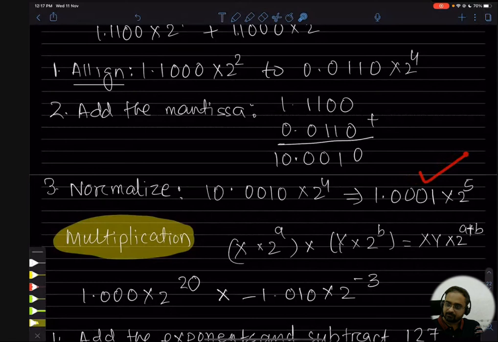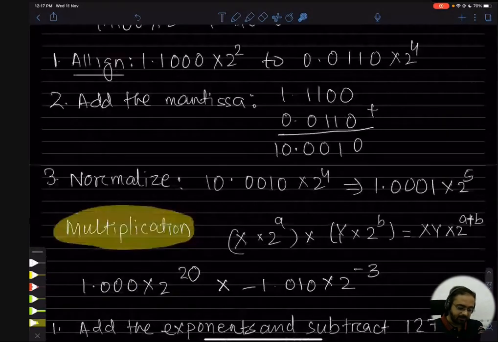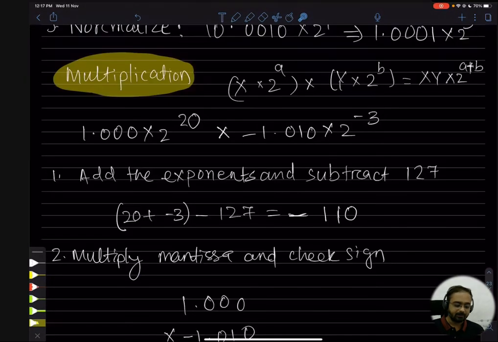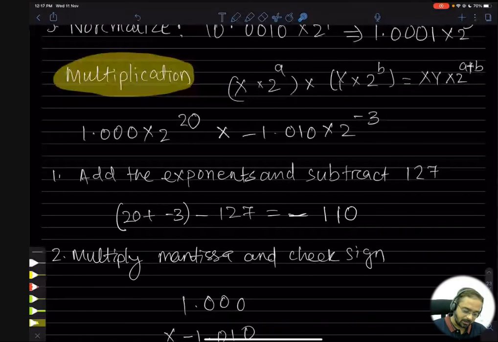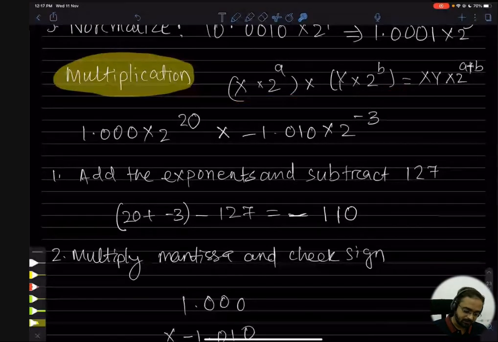Okay, understood? Very simple. It is the same mathematics as you have read in normal floating point operation. Okay, next is multiplication. Multiplication is also very simple.